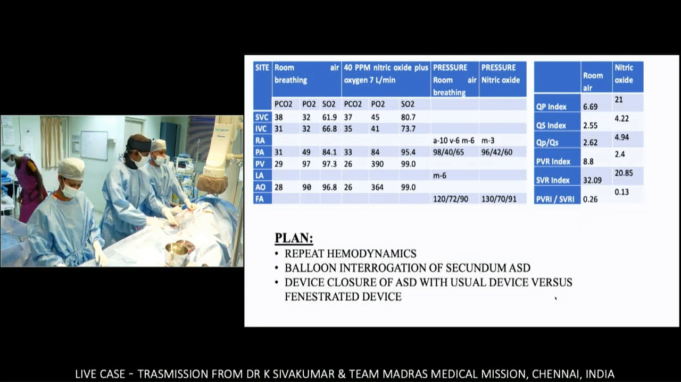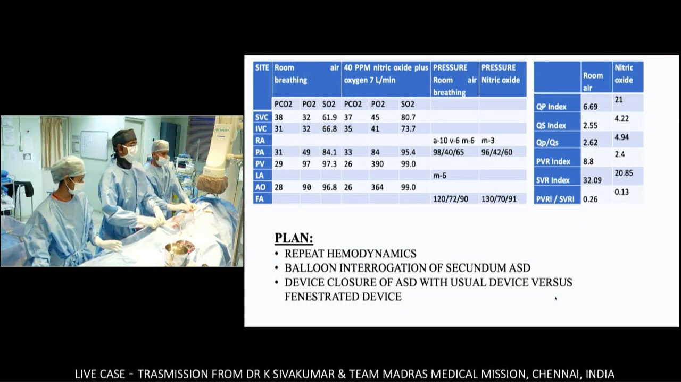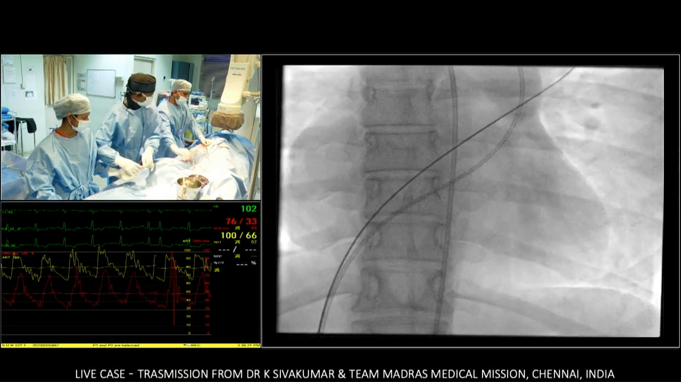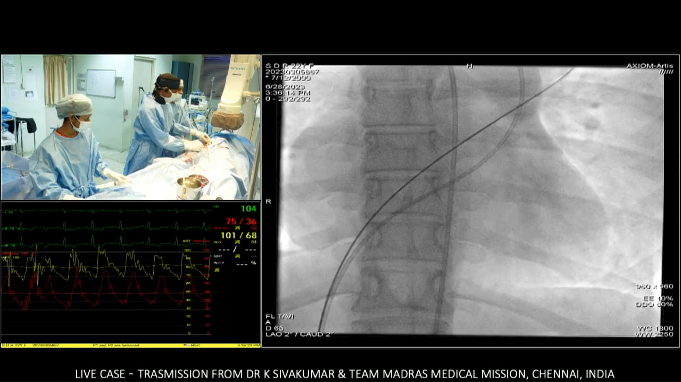Siva, I think those pressures look very good for complete closure, but I'm going to ask Masood whether he'll give you permission to close the defect now.